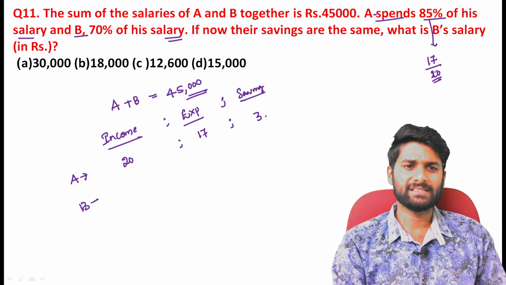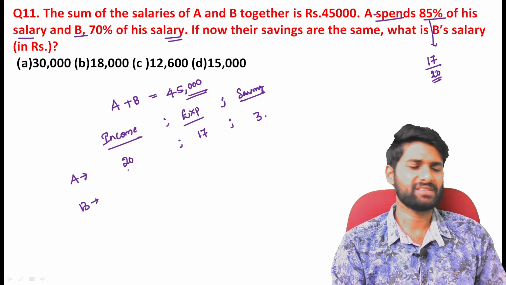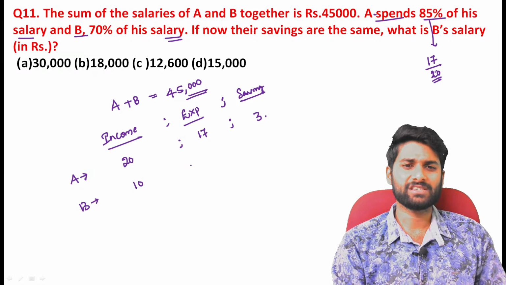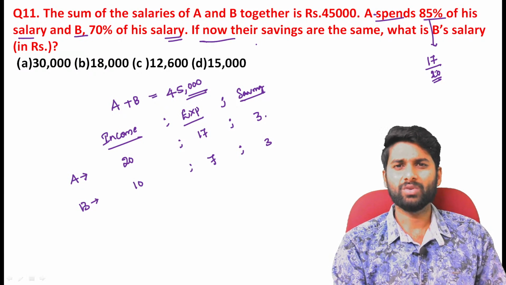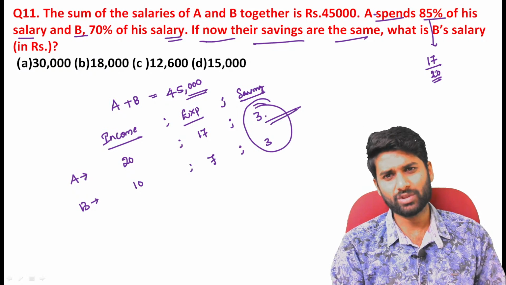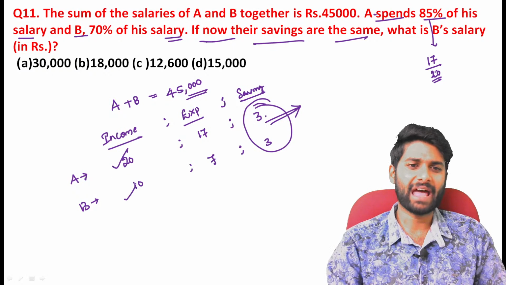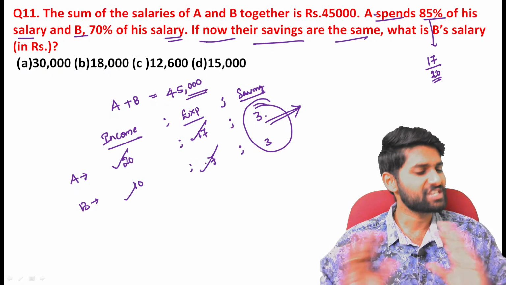Now B spends 70% of salary. B spends 70% of salary means 70 by 100. For example, income is 10 quantities. Now B's expenditure is 7 quantities. The savings is 3 quantities. Now what is the information? Their savings are the same. According to the question, whatever the calculation, both the values are similar. If both the values are similar, it means these values are absolutely true, guys. No need to change it.